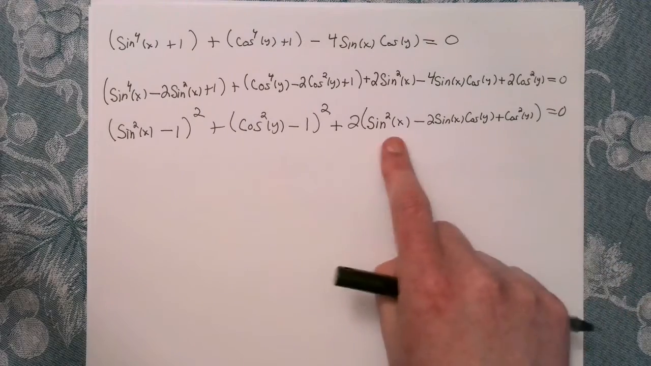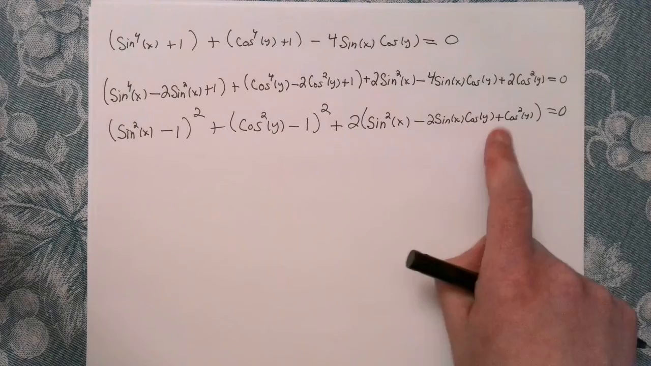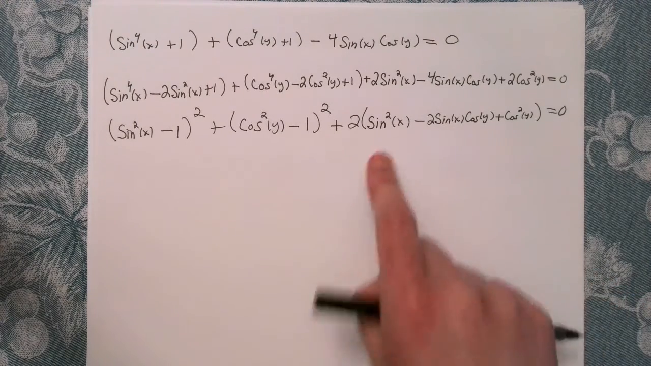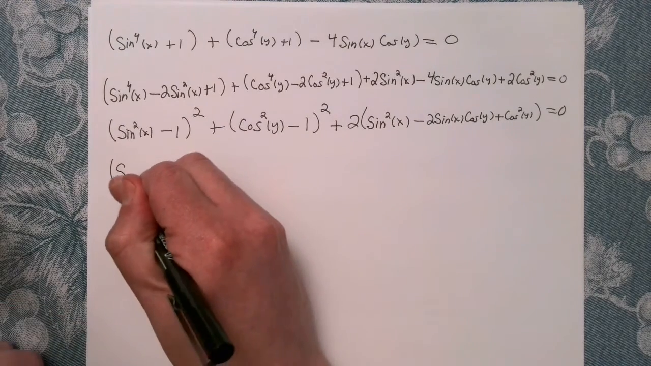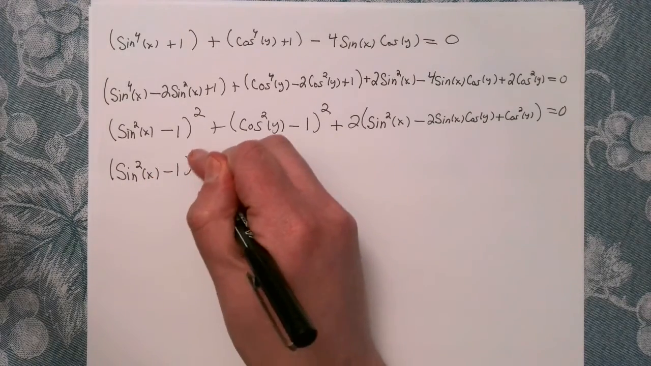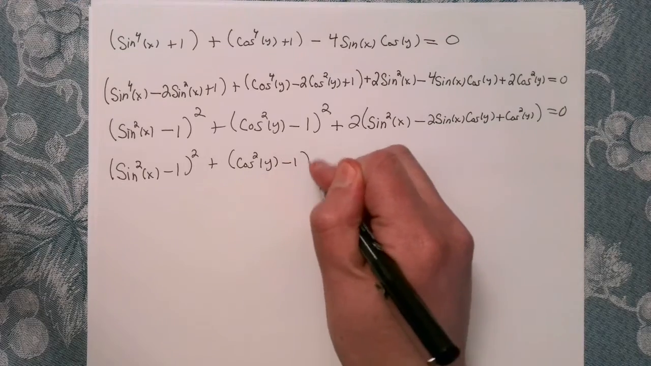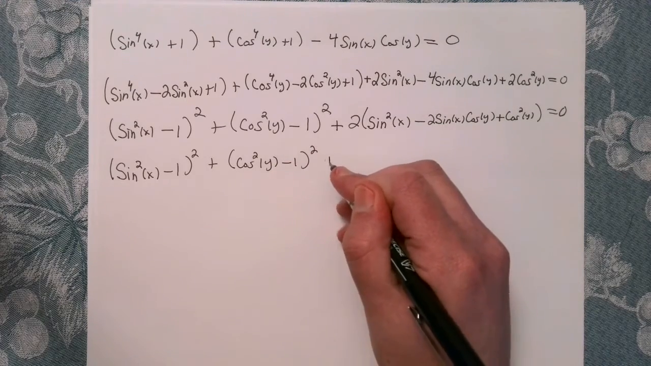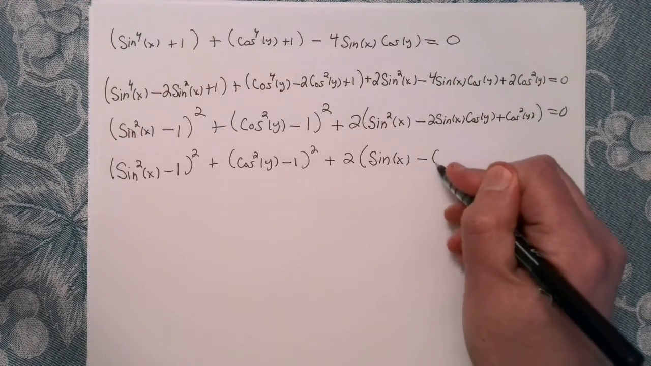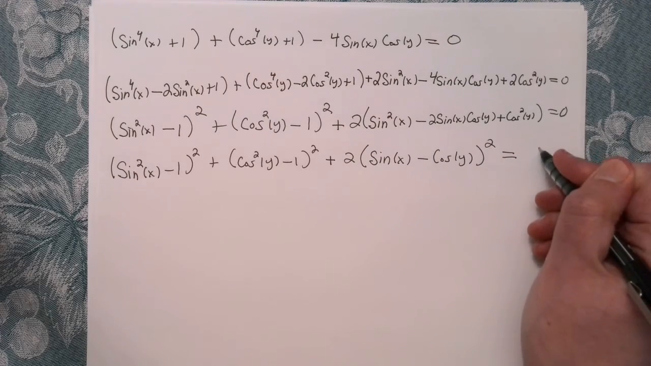And if you really think about it, this is essentially like a squared minus 2ab plus b squared. We can actually factor that into quantity a minus b squared. Let's do that. Okay, so we had this from before, and we also had this from before, so I'm happy about that. And then just factoring right here, that's going to give me sine of x minus cosine of y quantity squared equals 0.